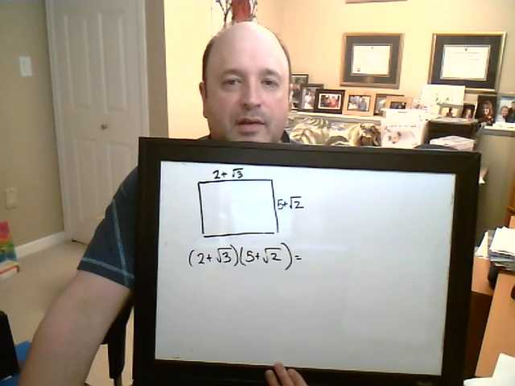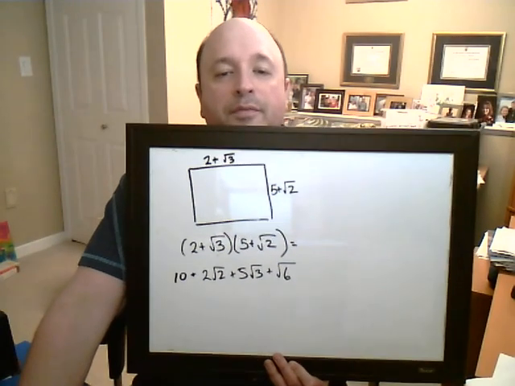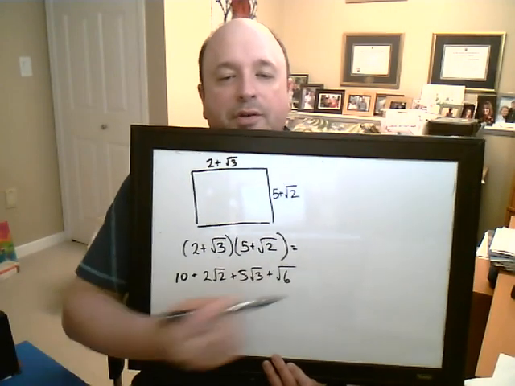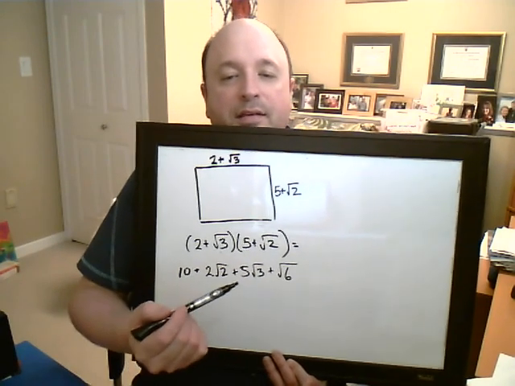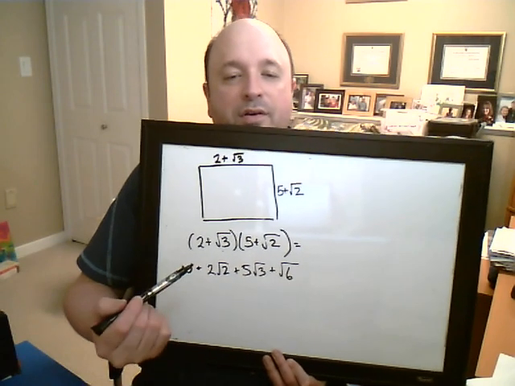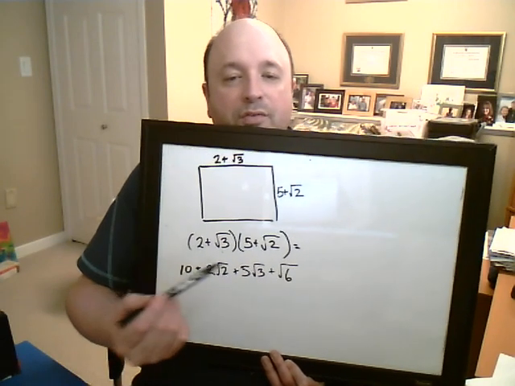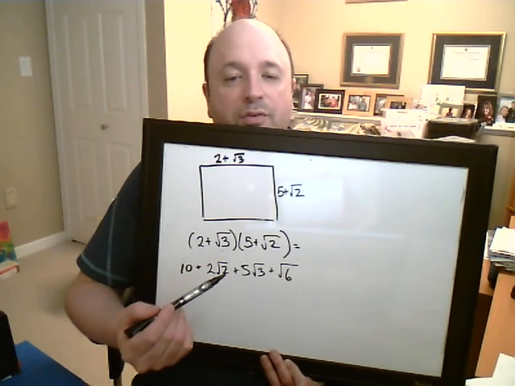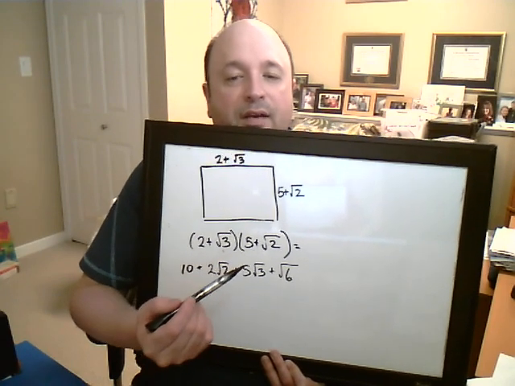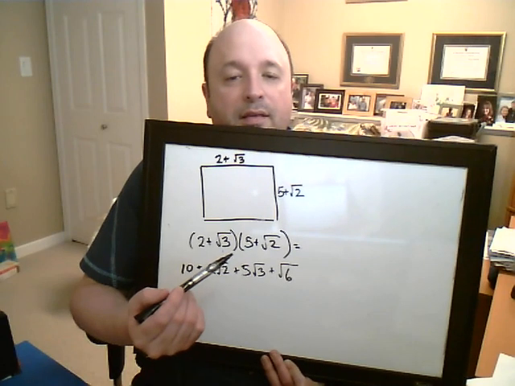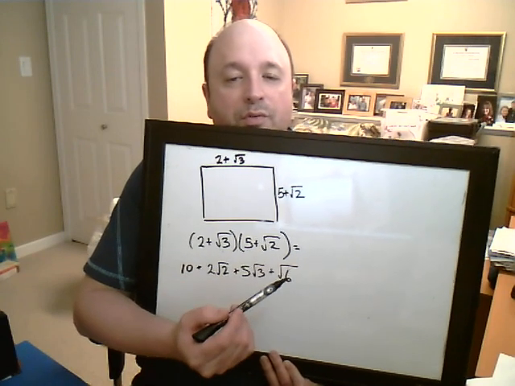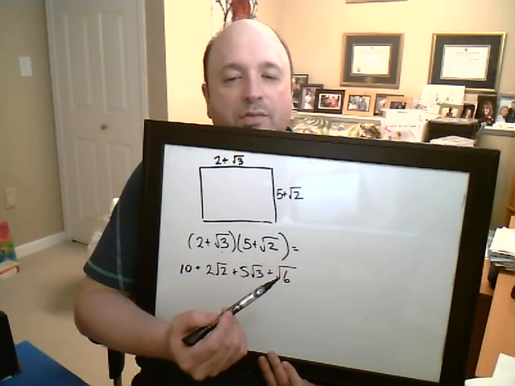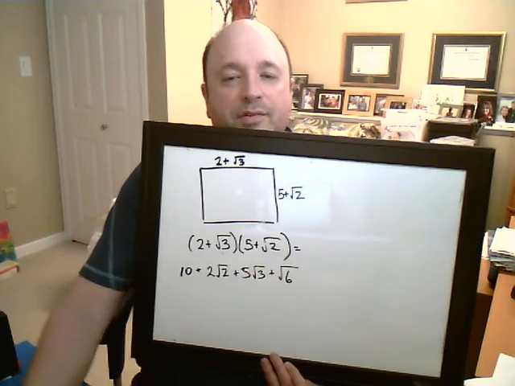So let's see what that looks like. There's our expression. None of these terms can be combined because none of them are like radicals, so there's our end value. 2 times 5 gets you 10. 2 times root 2 gets you 2 root 2. Root 3 times 5 gets you 5 root 3. And then root 3 times root 2, well, 3 times 2 gets you 6, and because they're square roots, it's root 6. And we just leave our answer like that.